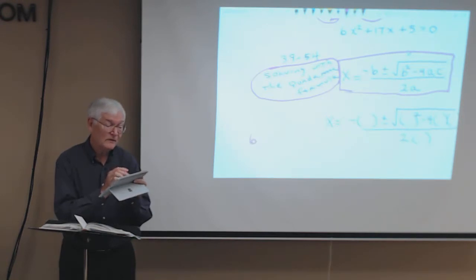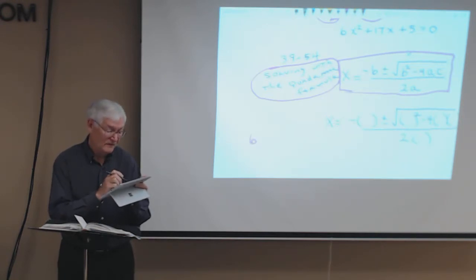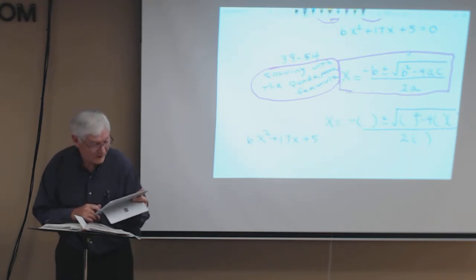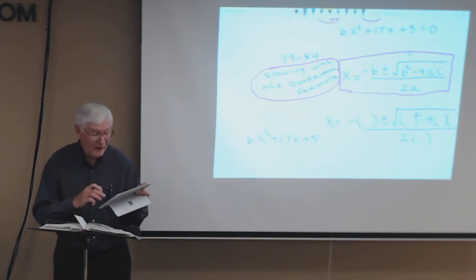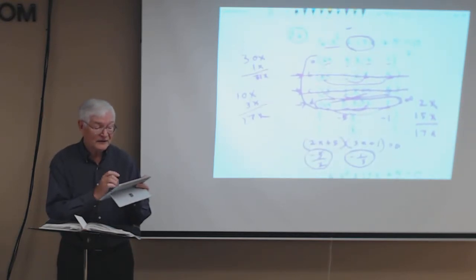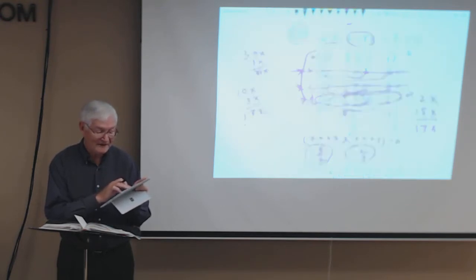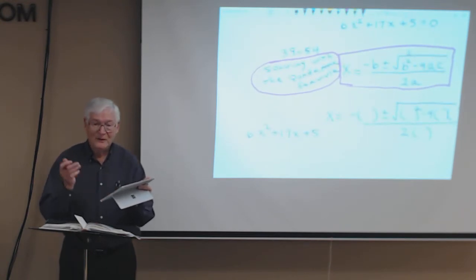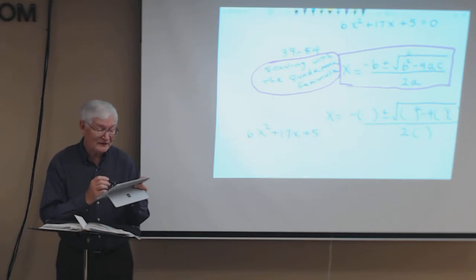6x squared plus 17x plus 5. Is that one of them? How come I don't have that numbered? Oh, I know what I'm doing. I just decided this problem that we just worked, 6x squared plus 17x plus 5, I said, let's do that one with the quadratic formula just for fun. So we work it both ways just to see what it's like.